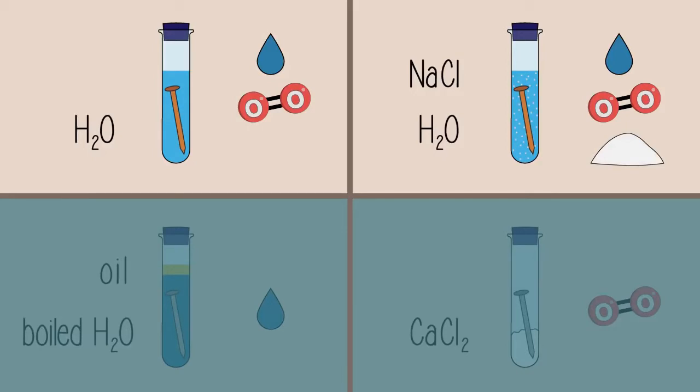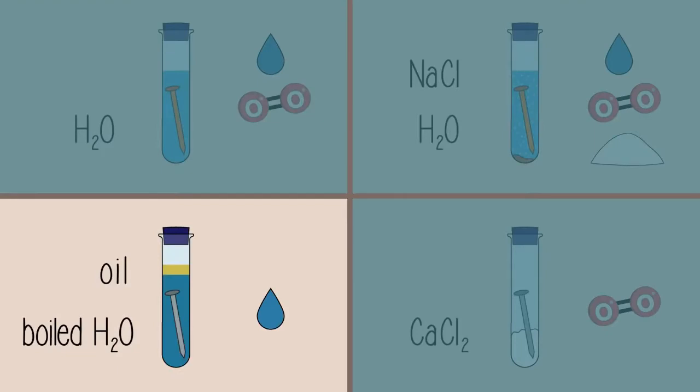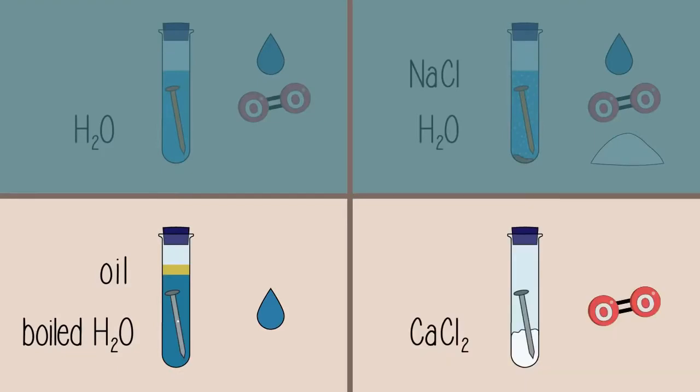and the rust has likely flaked off. You may see a reddish-brown precipitate at the bottom of these tubes. The nails in the third and fourth test tubes have not rusted. So what has happened here?